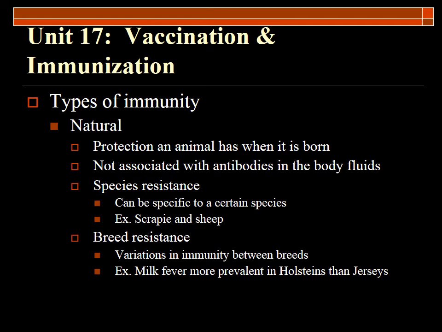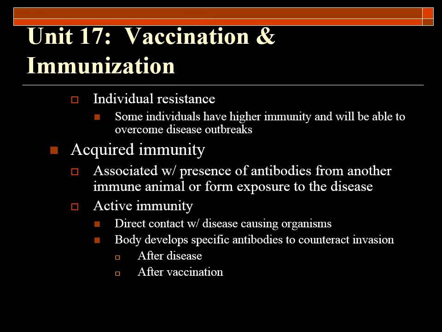Next slide here, when we talk about immunity, the first one and actually the best way to get an animal to have high levels of immunity is just simple natural immunity, that protection that an animal has when it's born. Really not associated with antibodies in the body fluids. So we have some species resistance, we have some breed resistance. For example, milk fever, more prevalent sometimes in Holsteins than Jerseys, or more prevalent in Jerseys than Brown Swiss, and so on and so forth. And then next we have some individual resistance. Sometimes some individuals just genetically have a higher immune response to be able to overcome disease outbreaks easier.